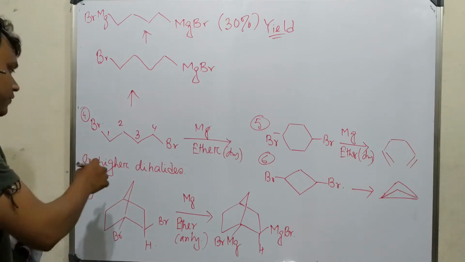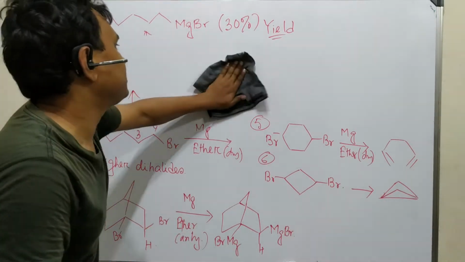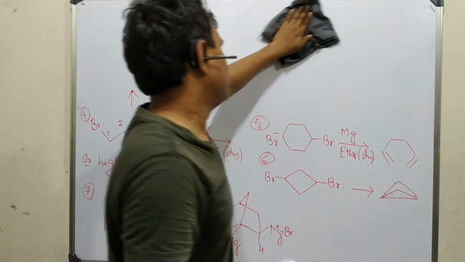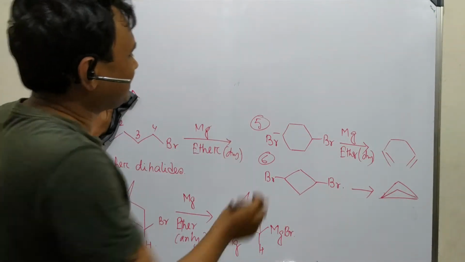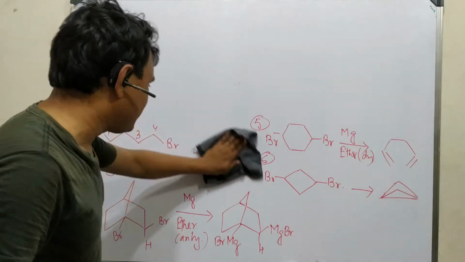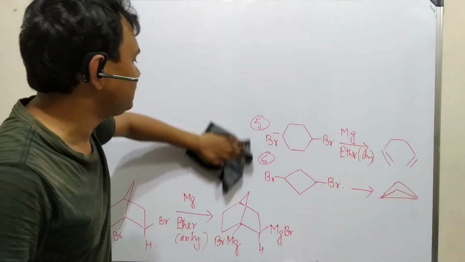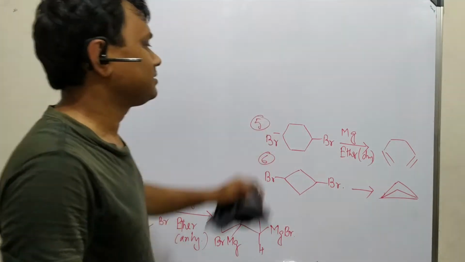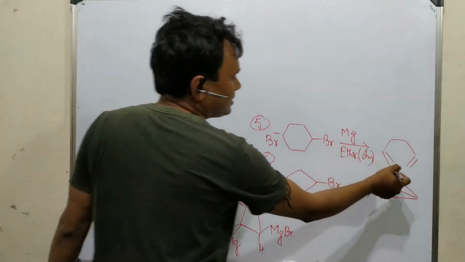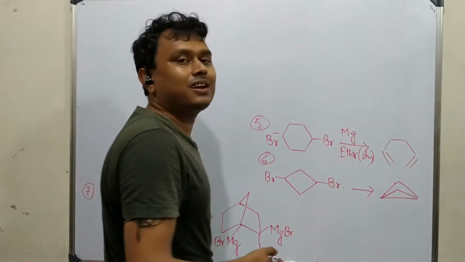A similar phenomenon is observed with the higher Grignard reagent also. So now let's consider the cyclic case. We have described the acyclic 1,4 here. Let's discuss what happens if we use a cyclic dihalide. Here you can see the product is produced. There is a double bond.